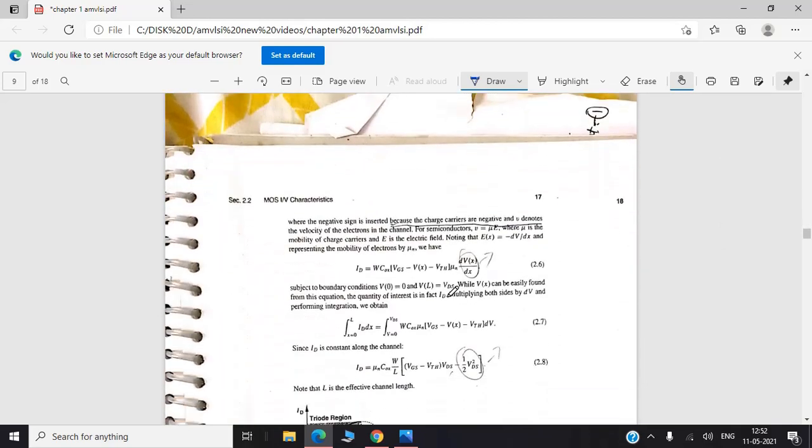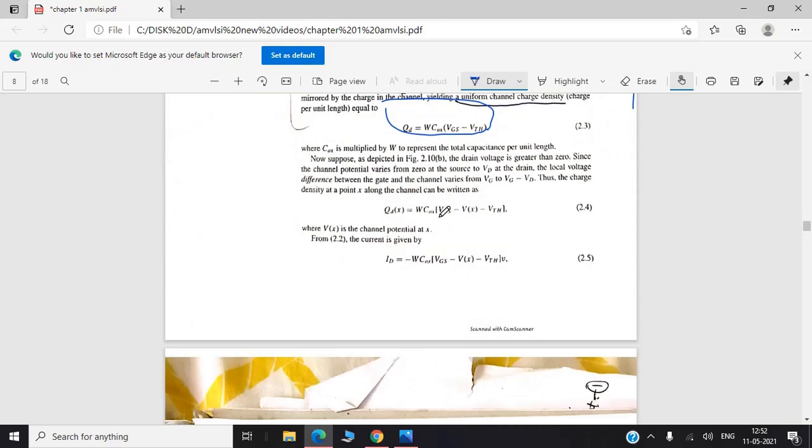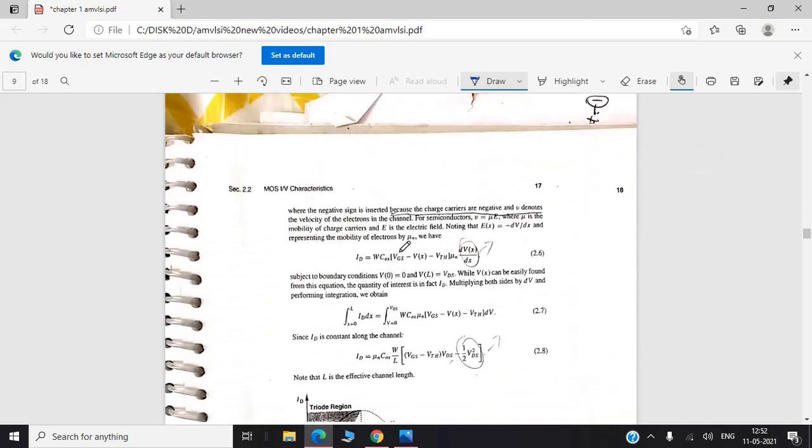Now we have to simplify it. The negative sign is inserted here because the charge carriers are negative, and V denotes the velocity of the electrons in the channel. For a semiconductor, V is nothing but mu into E, where mu is the mobility of the charge carrier and E is the electric field. E of X is equal to minus dV by dx.